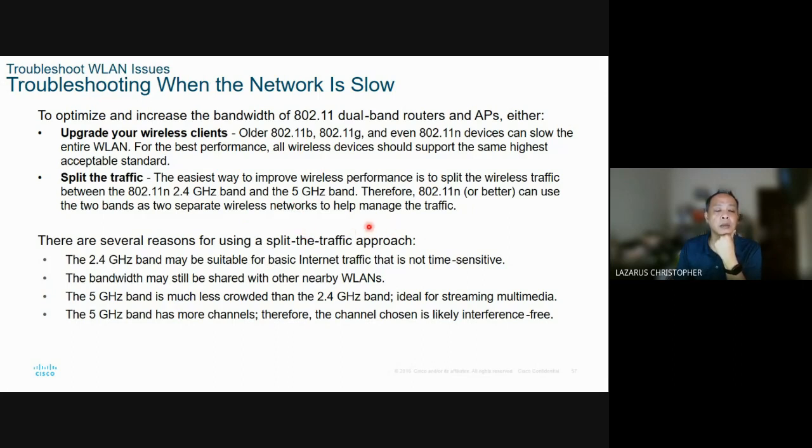Meaning to say, from your device, the low priority traffic will be sent through the 2.4 gigahertz automatically. And then a device which needs 5 gigahertz, meaning faster bandwidth, will be sent through the 5 gigahertz band, right? Okay, this is one way you can improve your network if it's slow.